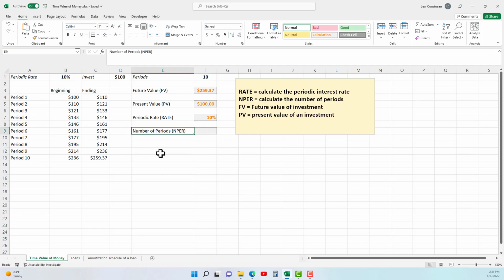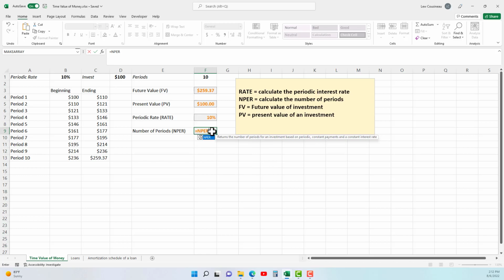And finally, same thing. You kind of get the idea now. What if I want to know, if I start with 100, I end up with 259.37 and I invest at 10%, how many periods do I need to get to that 259? And we can calculate that with the NPER function, number of periods. So, parenthesis, the rate 10%, comma, our payment, no, we haven't made any.